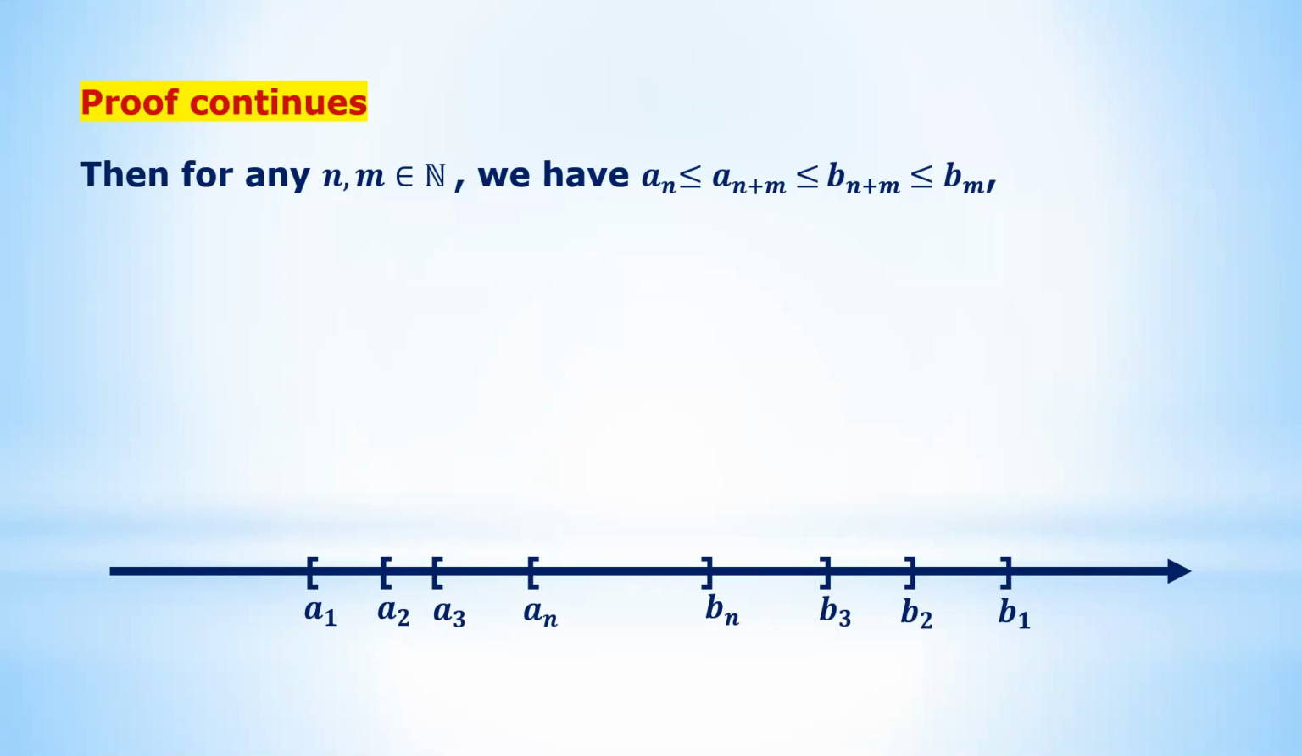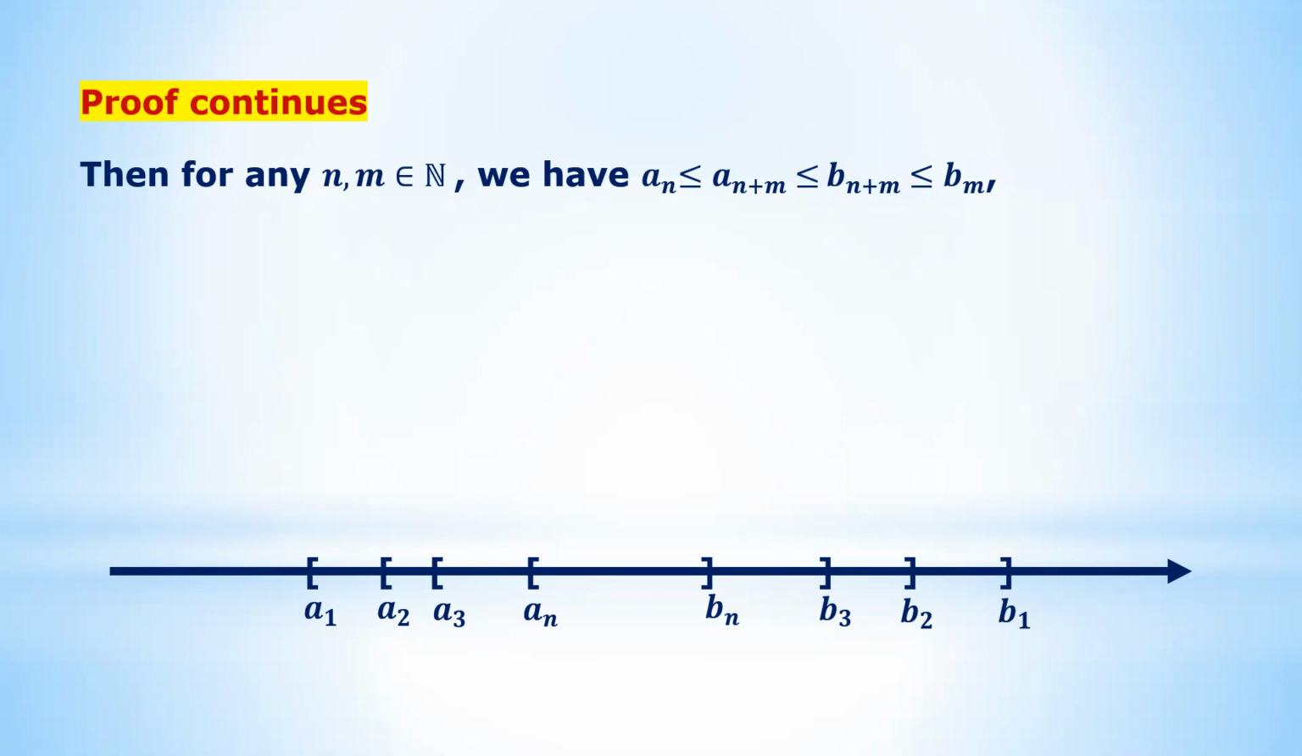Then the middle inequality, a_{n+m} is less than or equal to b_{n+m}. These two carry the same index. Now this is obviously true because a represents the left endpoint and b represents the right endpoint. For a given interval, the left endpoint is always less than or equal to the right endpoint. So the middle inequality is obviously true. Now look at the third inequality: b_{n+m} is less than or equal to b_m. Okay, I'm not using n anymore, I use b_m for our purpose.